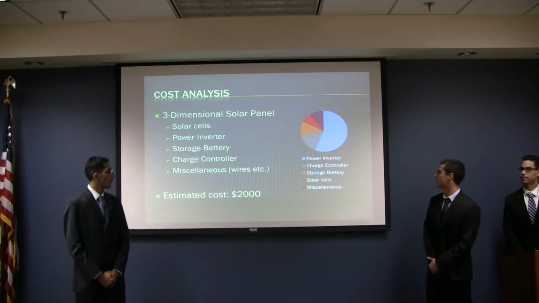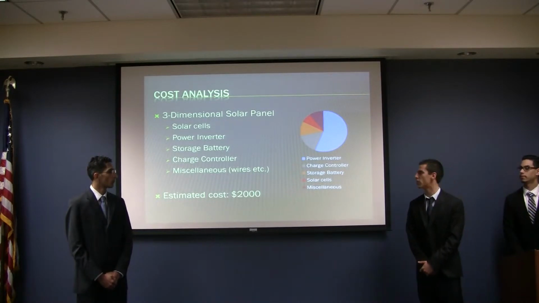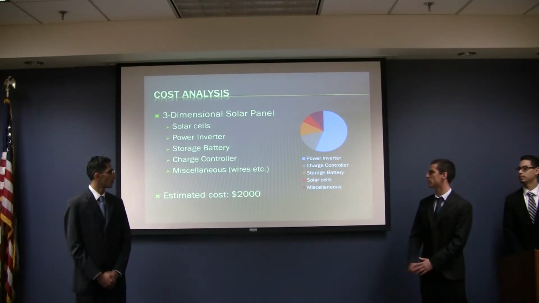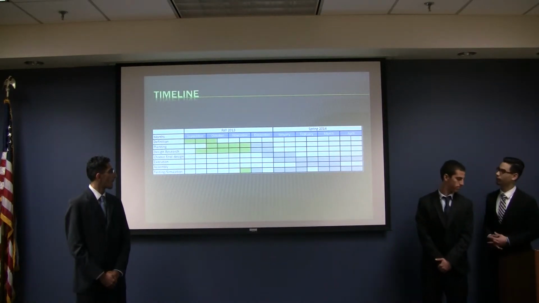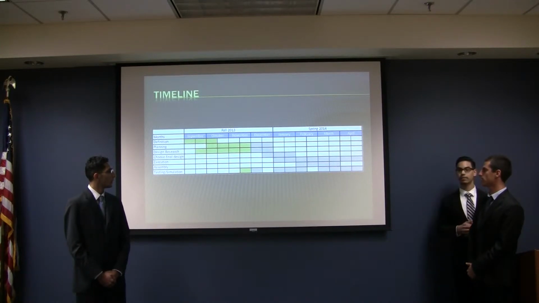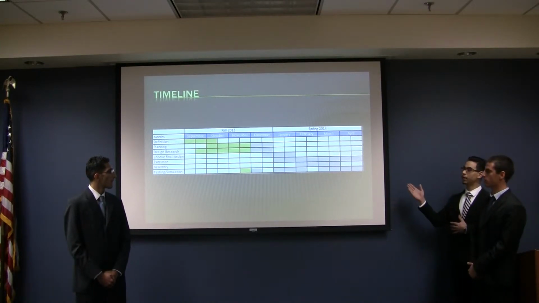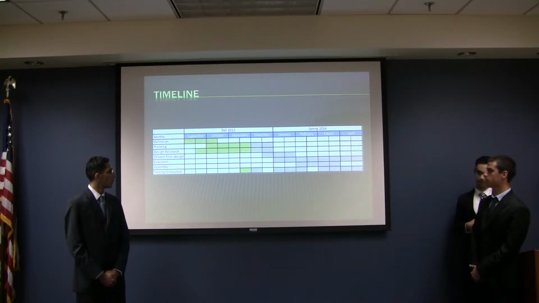This is our cost analysis. As we can tell, the power inverter is most of the cost, which is about $1,100. So our estimated cost is about $2,000. Now, as far as our timeline goes, for the fall semester, this is what we mostly worked on, and for the upcoming spring semester, this is what we're planning on working on. This might change. It is not set in stone, so this is what it is for now.